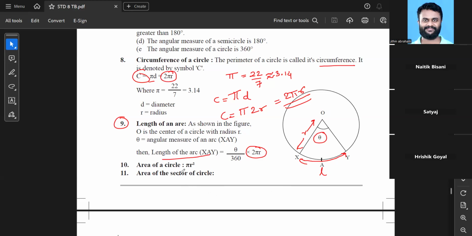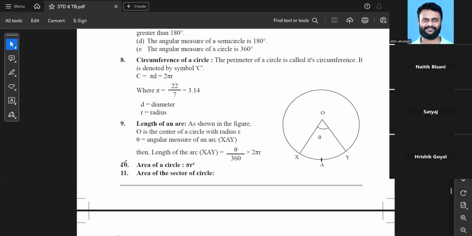Now, this formula is also very important. The next formula which you should remember is basically the area of the circle. That is nothing but pi r square. Okay, simple formula. It is pi r square. That's it. So you must remember this formula. These are the few formulae which we must remember.